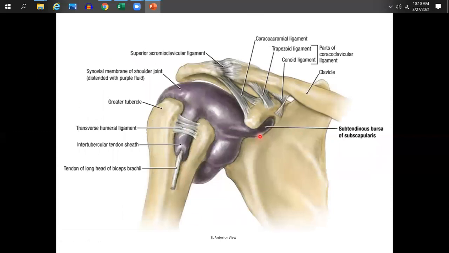Okay, and yes, so this is showing you the subscapular bursa communicating with the glenohumeral joint cavity, and then the synovial membrane of the shoulder joint. Yeah, I think that's the biggest thing there.